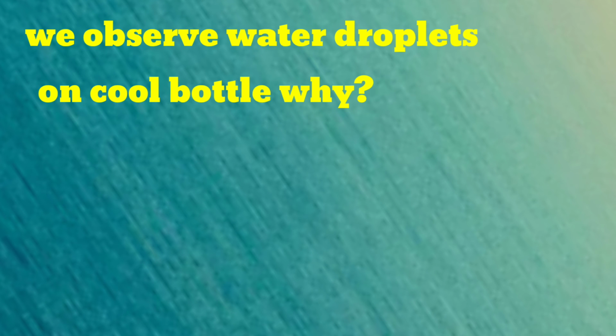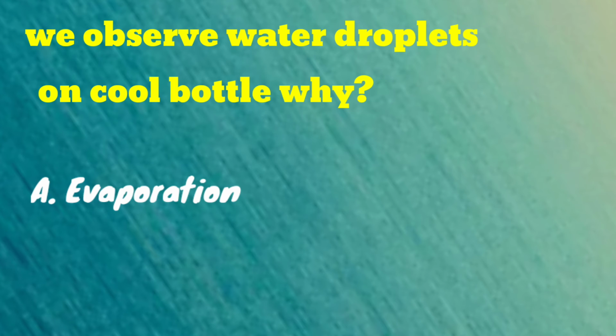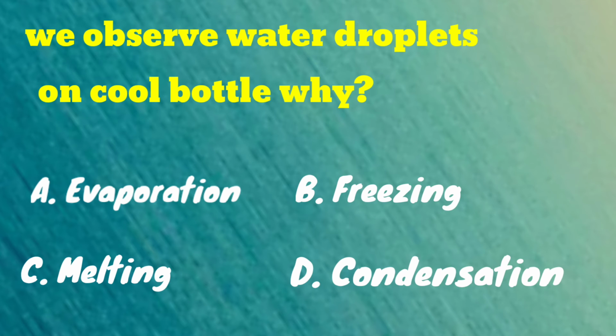Now, another task for you. Water droplets form on the surface of a bottle which has cool water. Why? Option A, evaporation. Option B, freezing. Option C, melting. Option D, condensation. And the right answer is option D, condensation.